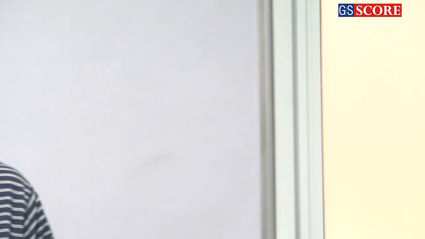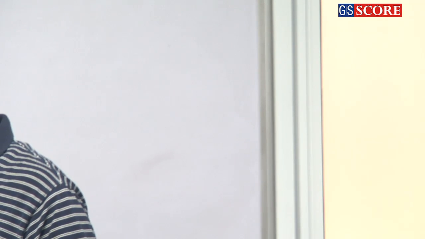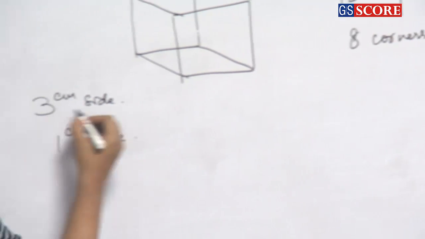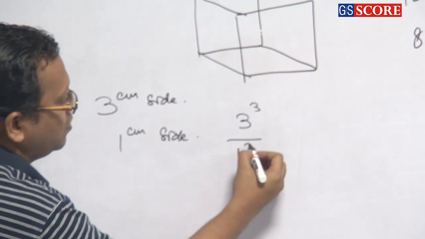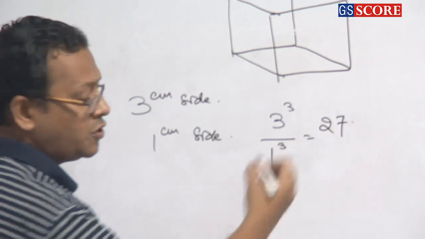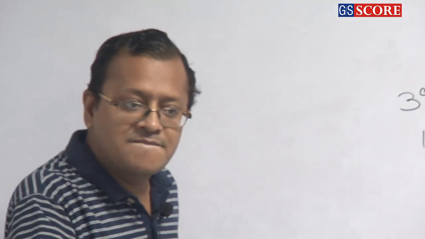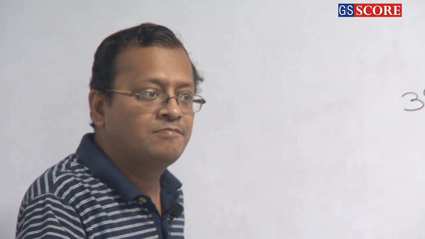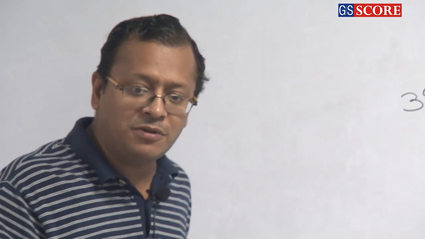From a 3 centimeter side cube, cubes of 1 centimeter sides are cut. Then tell me how many cubes are formed. How come 27? You will say, sir, the sum of the volumes of the individual cubes is equal to the volume of the bigger cube, which means 3 cube by 1 cube is how much? 27 cubes. So 27 cubes are formed.